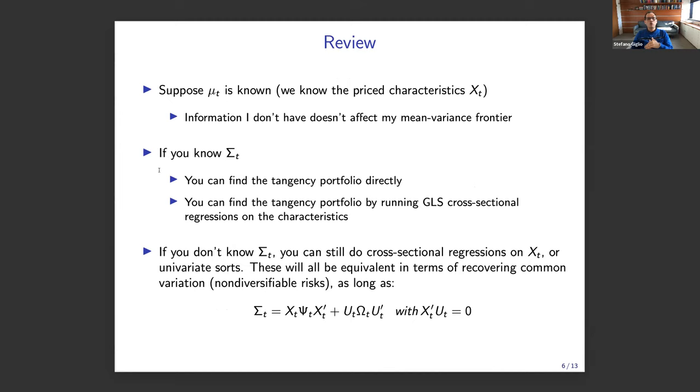If you don't know sigma_t, then you can think of it as saying, this is the part I can squeeze out because I observe characteristic x_t, and this is a pretty general form of what I can't squeeze out. Mathematically, the result boils down to this: my tangency portfolio working only on x_t will be fine as long as x_t is orthogonal to u_t. And here, this is the part I don't observe.